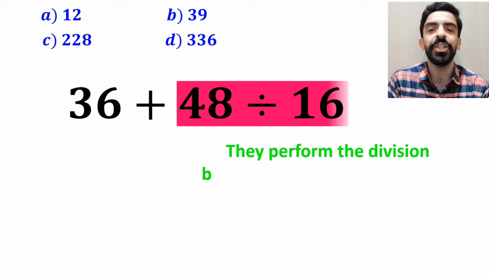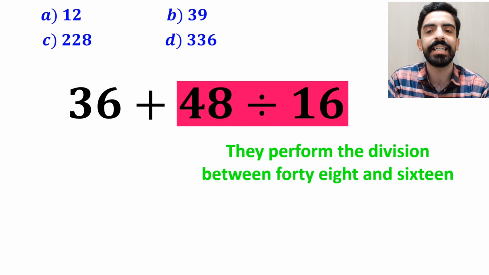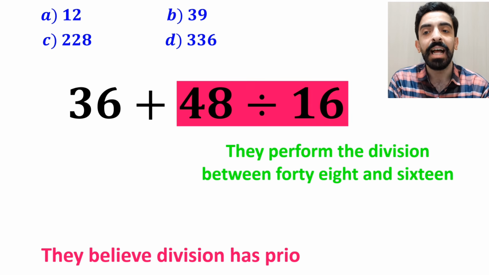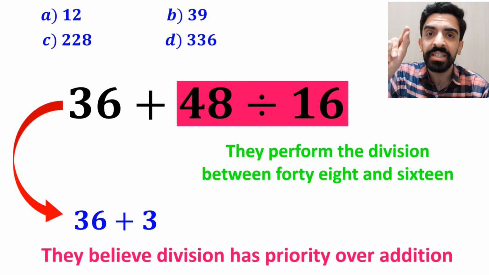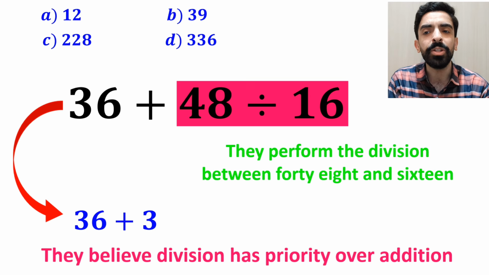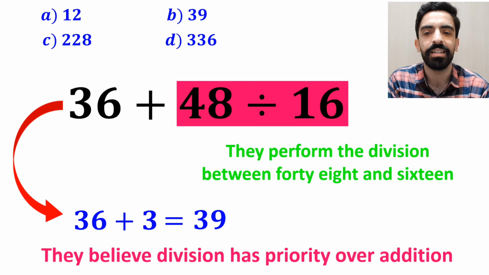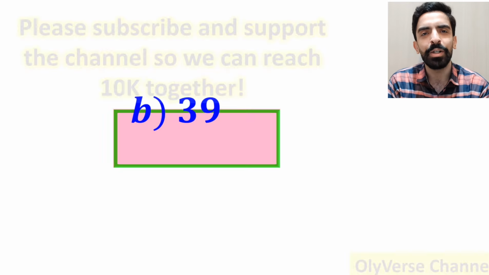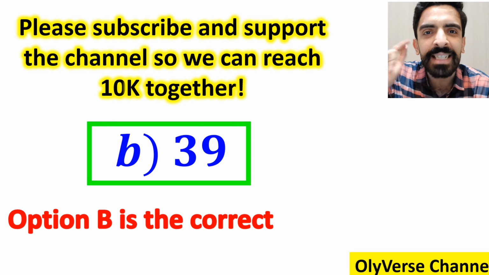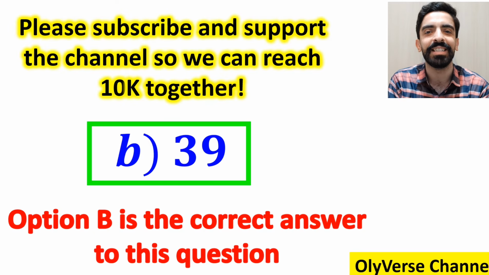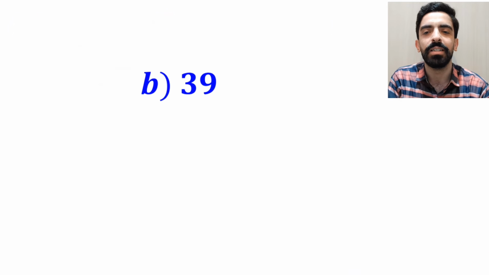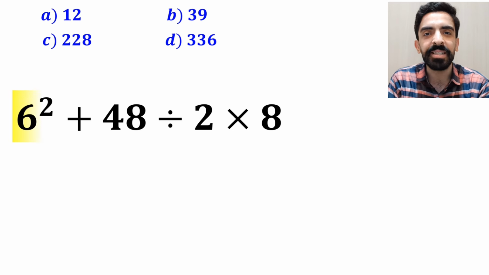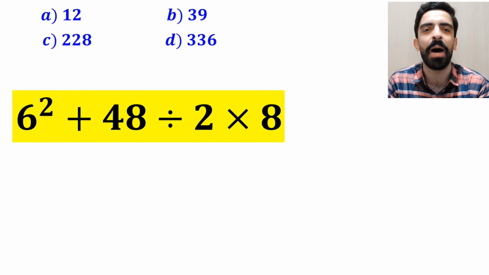Next, they perform the division between 48 and 16 since they believe division has priority over addition. And they rewrite this expression as 36 plus 3, which ultimately gives them the answer 39. And immediately, they conclude that option B is the correct answer to this question. However, this answer is absolutely wrong. Alright, now let me explain step by step how to solve this expression properly.